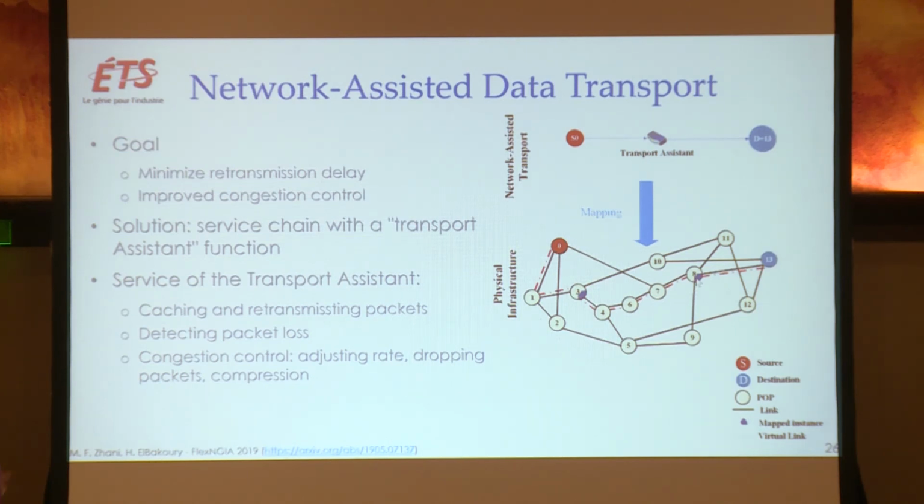You can ask me why two transport assistants. This is one of the challenges that we need to think about. For example, we can add a transport assistant wherever we have a portion of the path that has congestion. Basically, the transport assistant will cache and retransmit packets, detect packet loss, do congestion control, adjust the rate, drop packets, do some compression if needed, and so on.